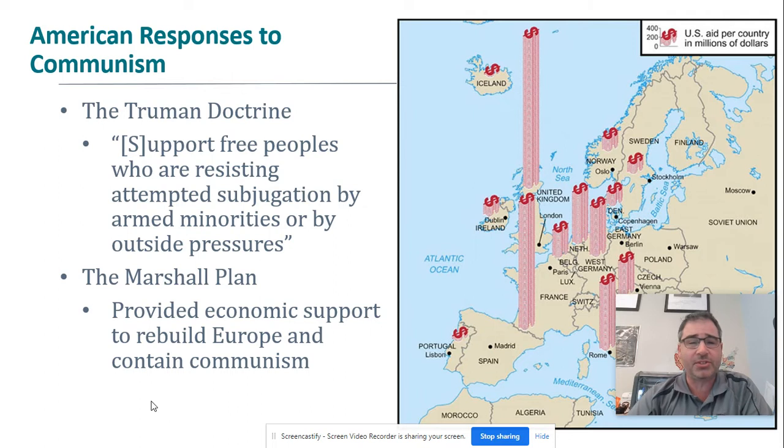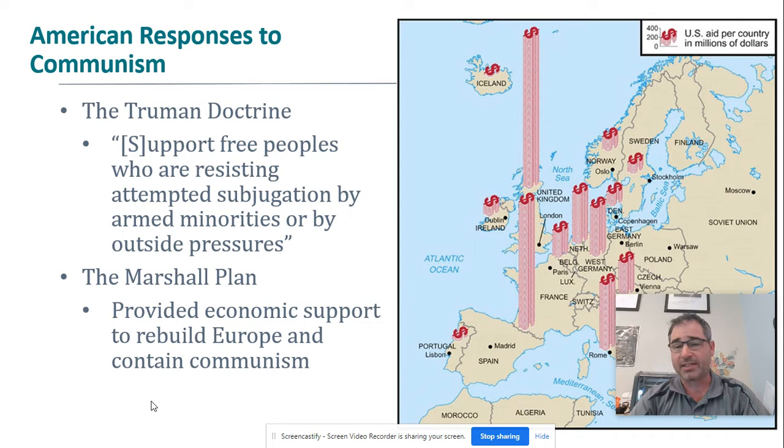This is eventually going to be known as the Truman Doctrine, which was to support the free people who were resisting attempted subjugation by armed minorities or outside pressure, that outside pressure being the Soviet Union. So the Truman Doctrine was trying to support people that didn't want communism. The Marshall Plan was the way that they came up with running the Truman Doctrine. And the Marshall Plan was just giving economic support to rebuild Europe and contain communism.